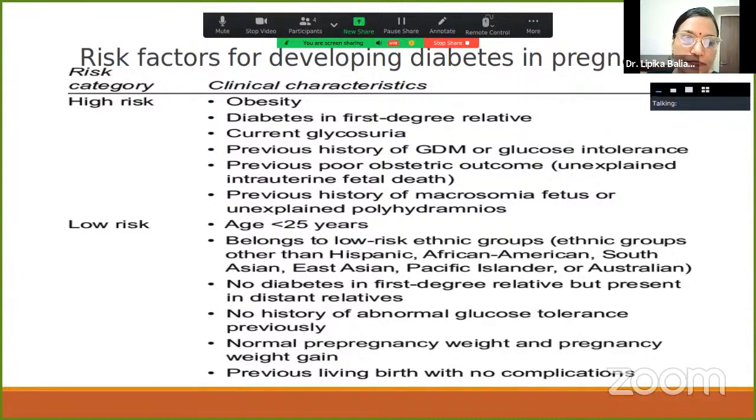The low risk patients are those less than 25 years of age, from low risk ethnic groups, with no diabetes in a first degree relative, only in distant relatives. There is no history of abnormal GTT, and normal pre-pregnancy weight and pregnancy weight gain. All these point to low risk in the patient for developing diabetes mellitus. A previous live birth with no complications is also an indicator that a diabetic state was absent before.